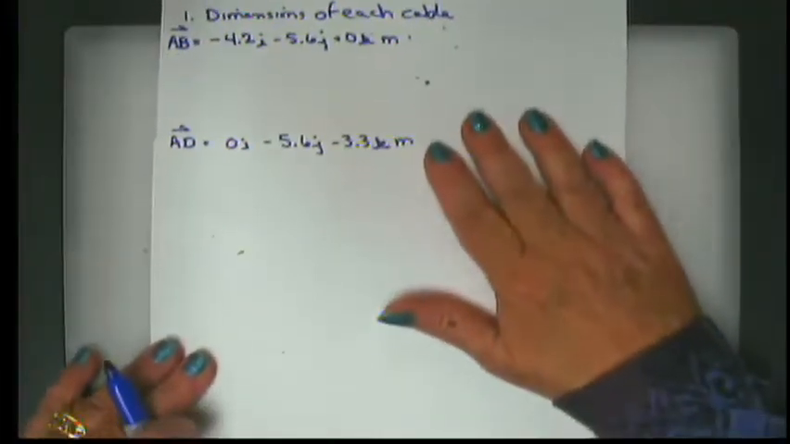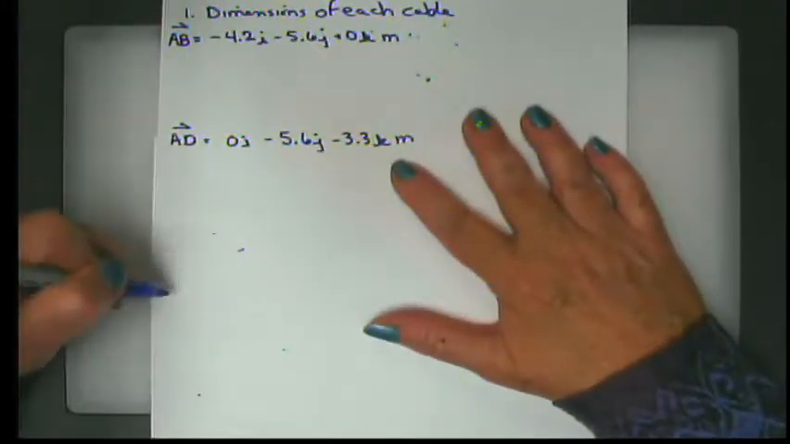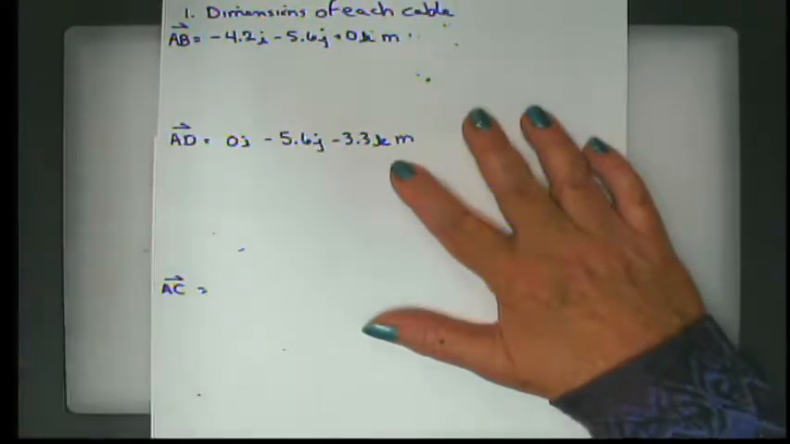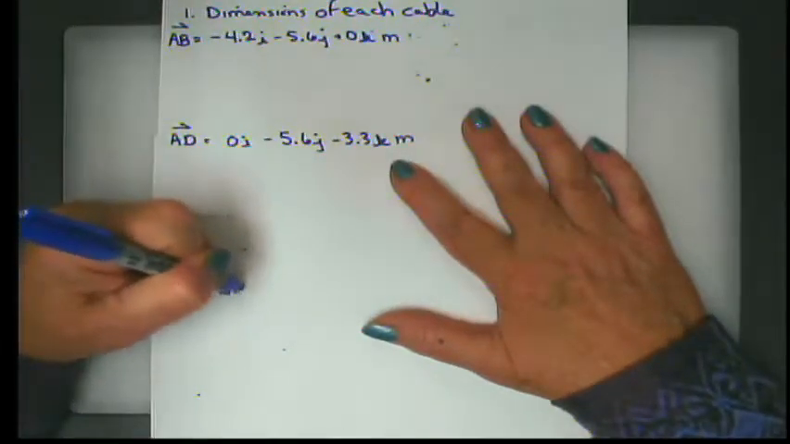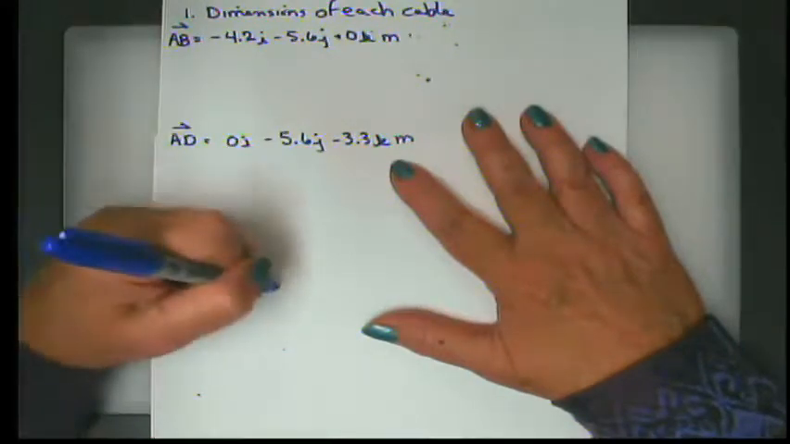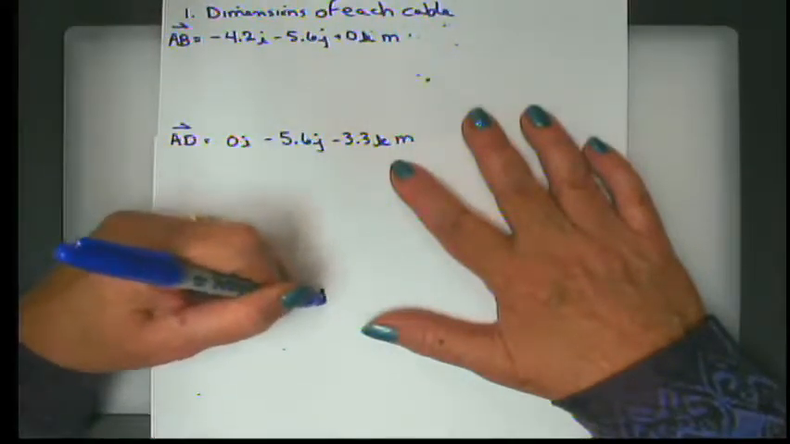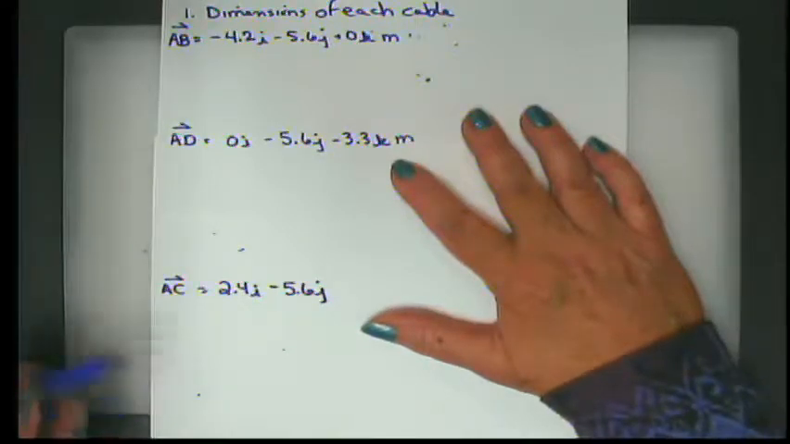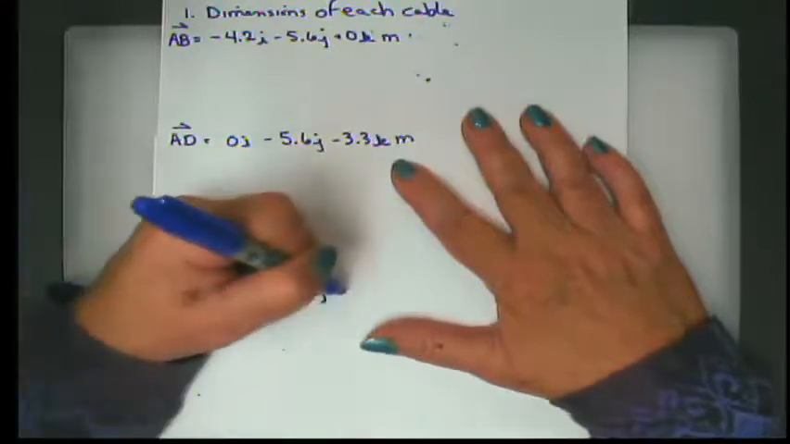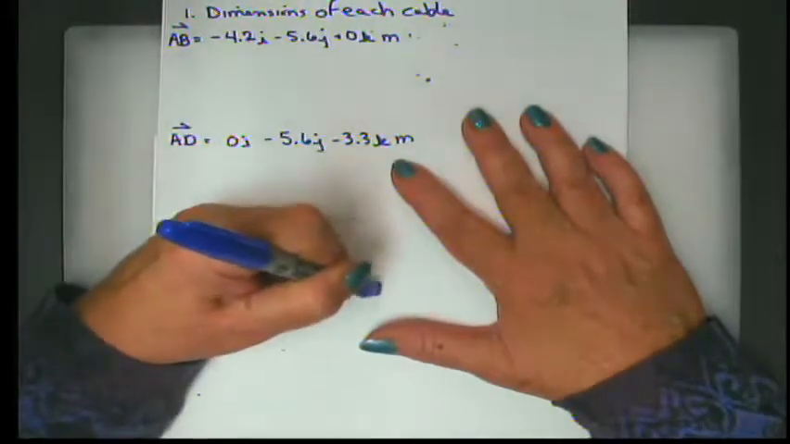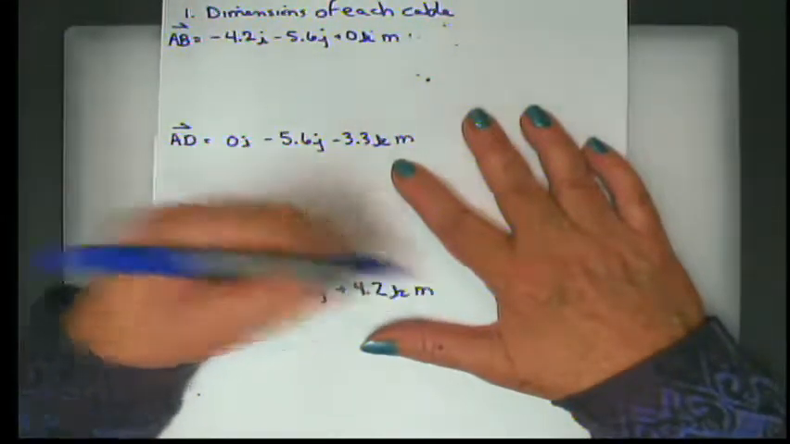All right. And then the last one, from A to C. If I look at my picture, I go from A to C in the x direction. I move to the right 2.4 meters, so it's positive 2.4I. Still going 5.6 meters down, so that's negative 5.6j. And in the z direction, I'm coming out of the board, so it's positive 4.2 meters in the k direction.